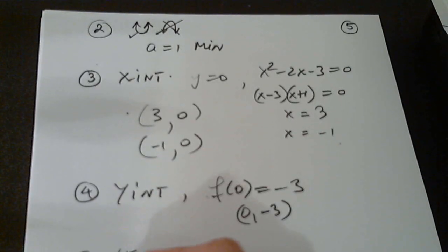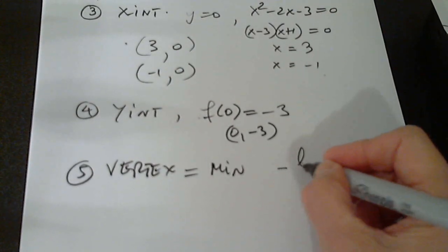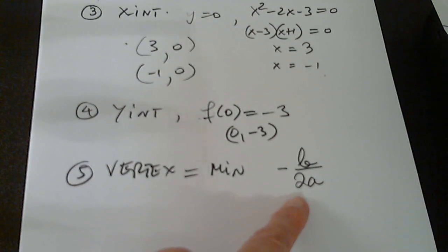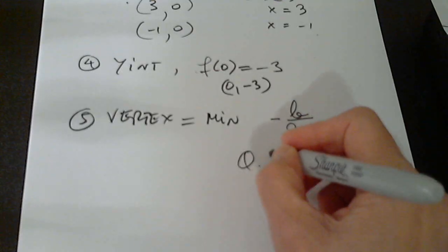We want to find the vertex, which in this case is a minimum. And remember, negative b over 2a. So how do I remember this forever? Well, from the quadratic formula.